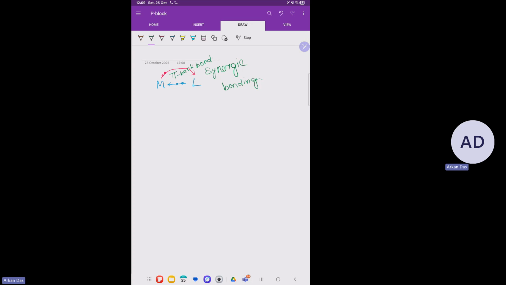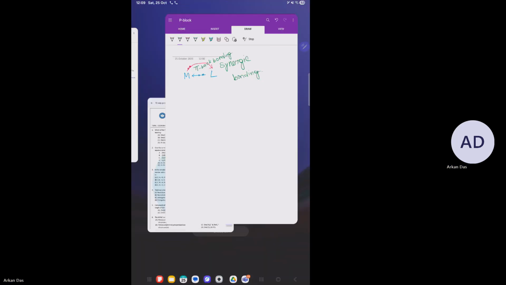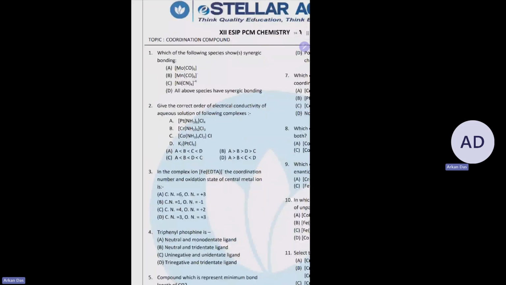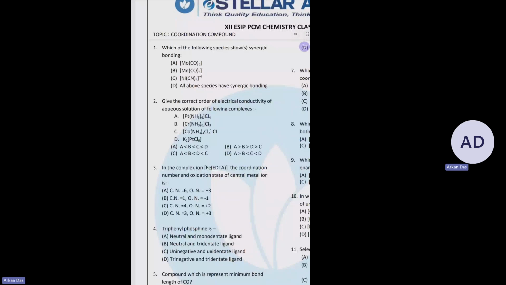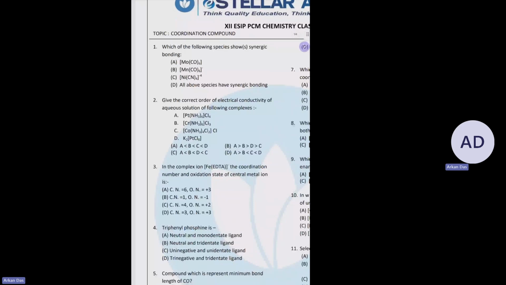Here, among the given options, we have to check which of the following can show synergic bonding or pi back bonding. The options being number one, carbonyl. Yes, carbonyl can show, so option A will show. Option B, again it is carbonyl, that will also show. And the last option C, that is cyanide, that can also show as well. So the answer will be D, that is all of the species can have synergic bonding.